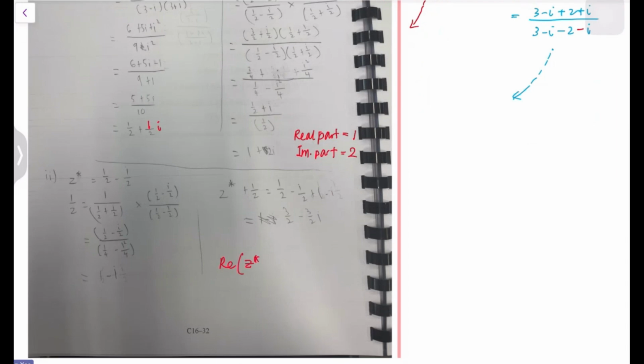Real part of z star plus 1 over z would be 3 over 2. The imaginary part of z star plus 1 over z would be negative 3 over 2. So this is method 1. Method 1 uses the fact that you already did some things over here. You just take the conjugate and substitute in. Okay, method 2.